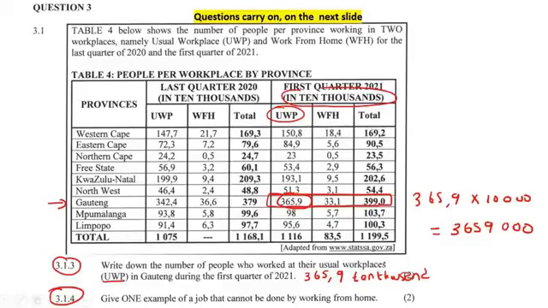Then this question over here says, give one example of a job that cannot be done by working from home. There are many jobs that cannot be done by working from home. For example, a policeman. I mean, that'll be pretty awkward, right? If a policeman gets called because there's an armed robbery taking place and the guy's like, sorry, I'm working from home today. It's not really going to work. So that's one. Policeman, fireman. There's loads of different examples that you could think of.